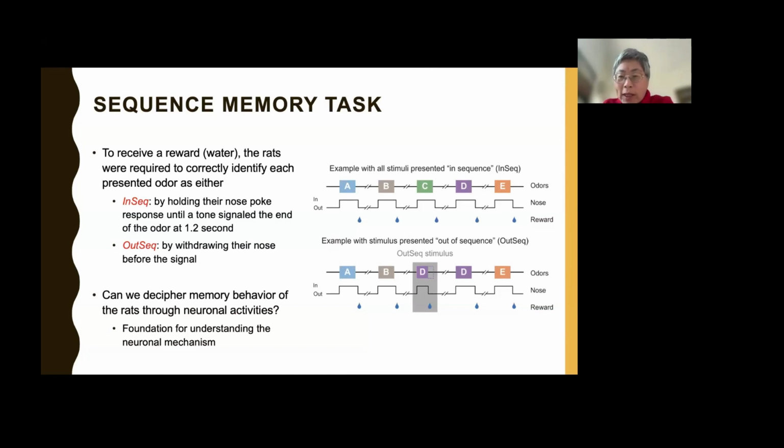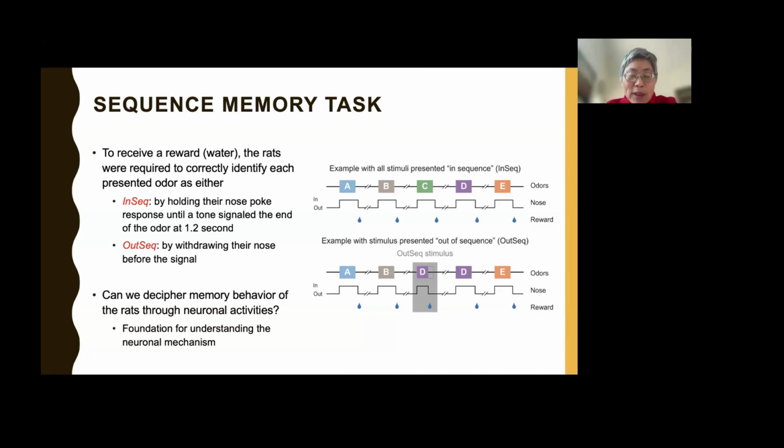They do many of the training, so they know that B must come after A and C comes after B. And out of sequence, they intentionally insert another smell, let's say D in the third position instead of C. If we train the rats sufficiently well on the right sequence A, B, C, D, E, then the rats should tell that it is out of sequence, okay?